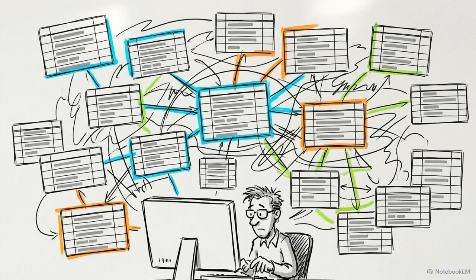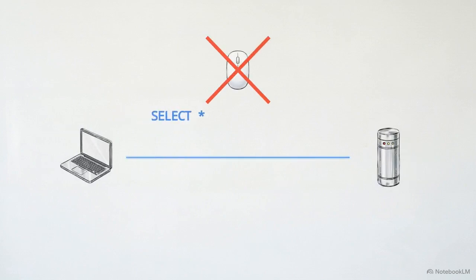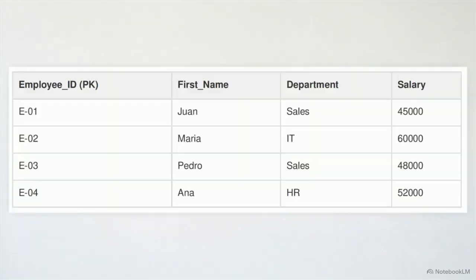When data is spread across multiple interconnected tables, simple click-and-drag interfaces struggle to define the specific paths needed to retrieve information at scale. To interact with these systems, analysts use structured query language, or SQL, to send programmatic instructions directly to the database engine. Let's look at this sample employees table. We have 4 columns: an employee ID as our primary key, a first name, department, and salary. We will use this as our testing ground.